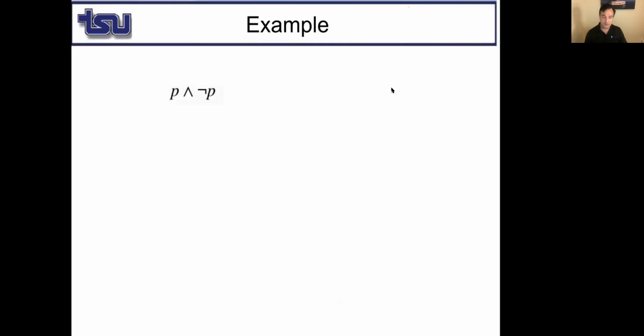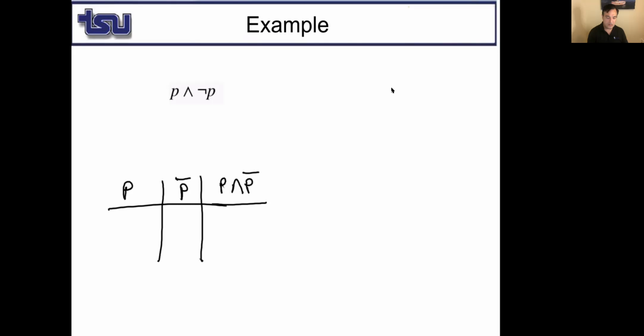Here is another example. Well, this is very, very simple. We have P and P naught. So P, okay, P naught, and then we will have P and P naught. P can be true or false, and P naught will be the opposite of it. So now you can tell me what is true and false. This is P and P naught.